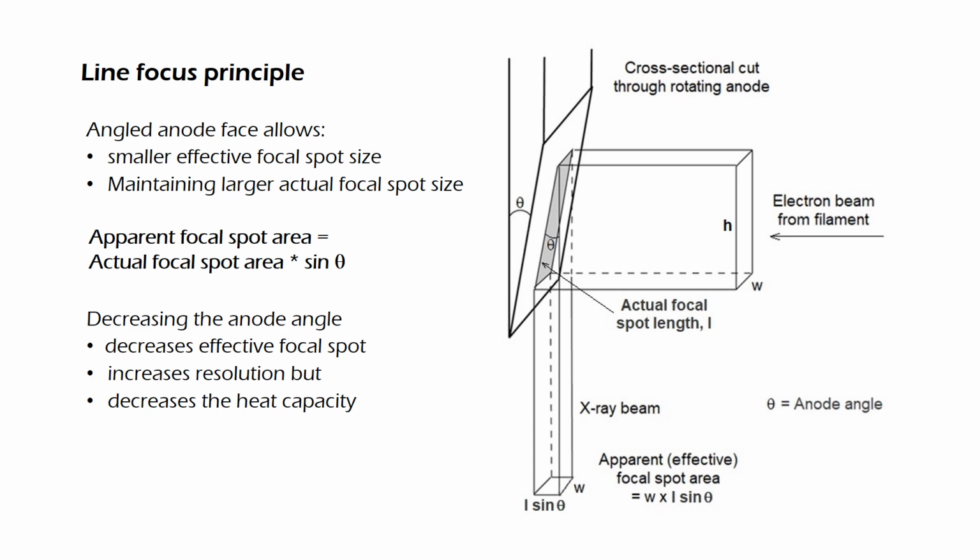But the heat capacity of the anode also decreases because the actual focal spot size decreases. The reduction of anode angle to achieve smaller effective focus sizes is further limited by the size of the field of view required, as the X-ray beam is cut off by the anode. A further limit is given by the heel effect. Before we discuss the effect of anode angle over field of view and the heel effect, we will briefly discuss the arrangement for focal spot in a rotating anode tube.